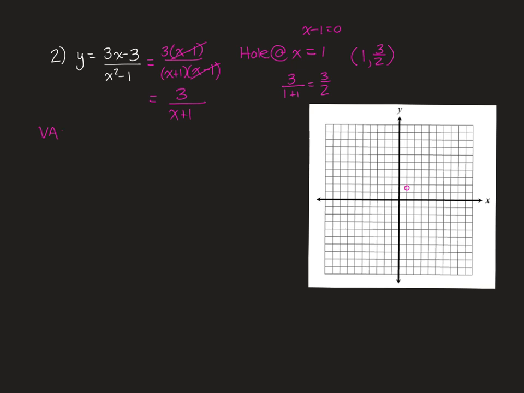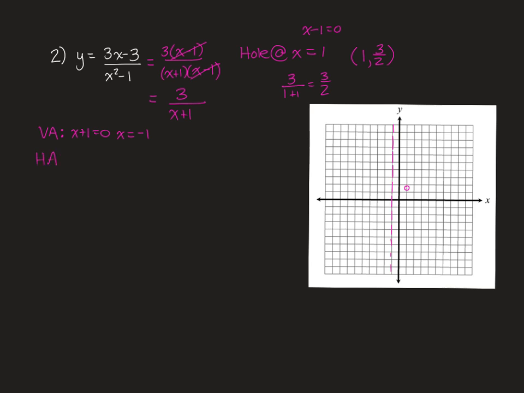Now let's look at vertical asymptotes. The vertical asymptotes are the factors in the denominator that don't cancel. So we have x plus 1, set that equal to 0, x equals negative 1. So that's where our vertical asymptote exists.